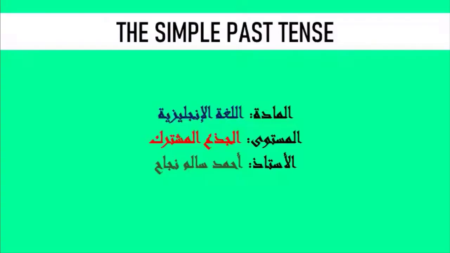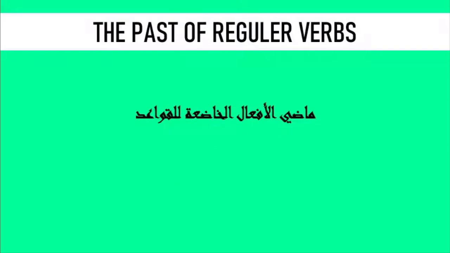Today we're going to talk about the simple past tense. And to talk about the simple past tense, we'll have to talk about regular verbs and irregular verbs. We're also going to talk about the affirmative forms, the negative forms, and the question forms of the simple past. Now let's look at the past of regular verbs.